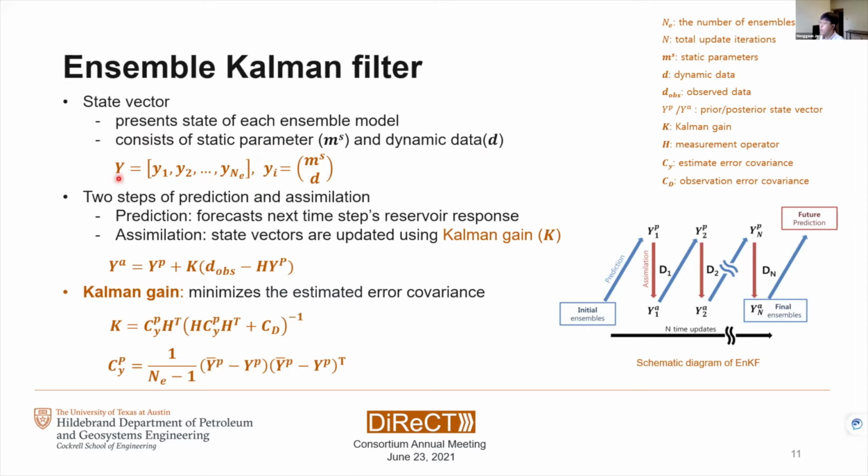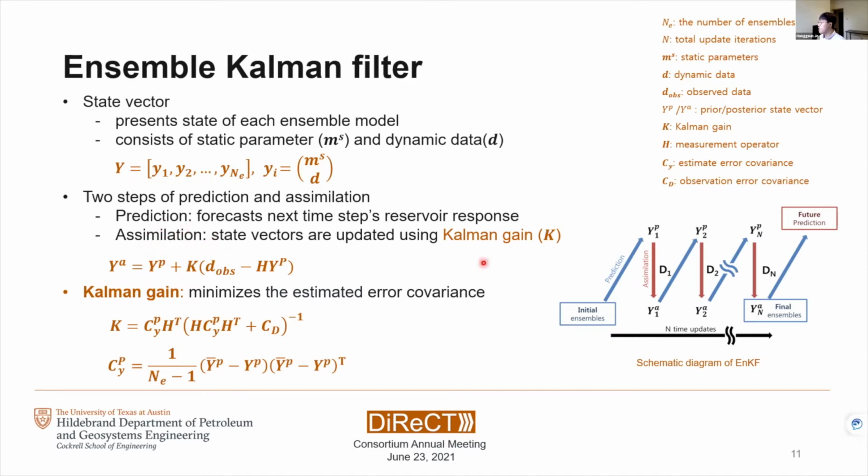So in this notation, capital Y indicates the state vector matrix, which is the set of the individual state vectors, and each state vector indicates an individual realization. If you look into one state vector here, it simply consists of this static parameter and the dynamic response. And there are two main steps in Ensemble Kalman filter. First, we need to predict from this static parameter to their next time step dynamic response. And then once we get this dynamic response, we need to compare them with our actual observed production history, and we need to update our ensemble using these assimilation steps.